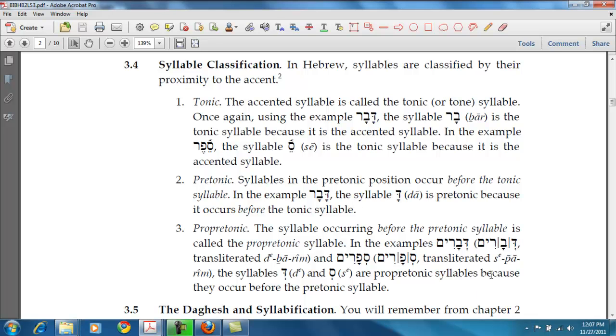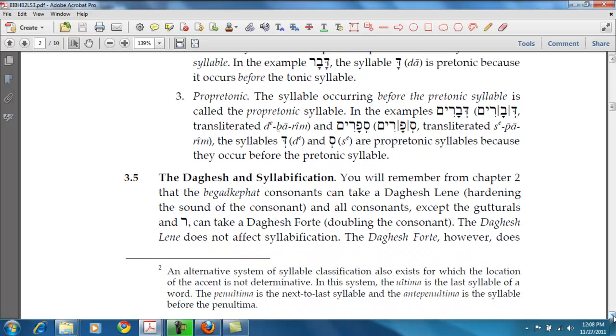So, simple enough. Again, the rules are that Hebrew syllables have to start with a consonant and have one vowel. They can either be open or closed. That means they either have a consonant and vowel, which is open, or a consonant, vowel, consonant, which is closed. And it gives you an understanding of the classifications of these vowels. Basically, the further away from the accented syllable, the shorter the vowel is going to be, or the more reduced the vowel is going to be. All right, let's go ahead and go to Dagesh and syllabification.